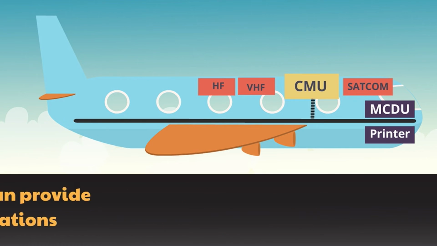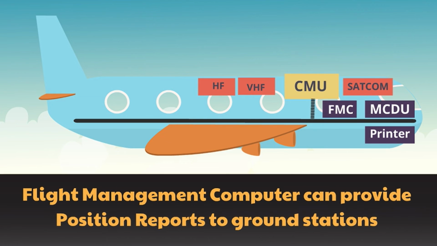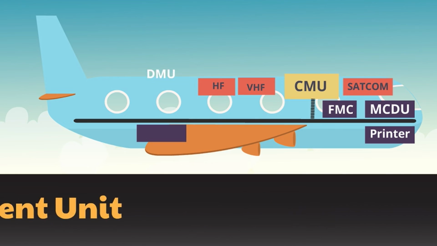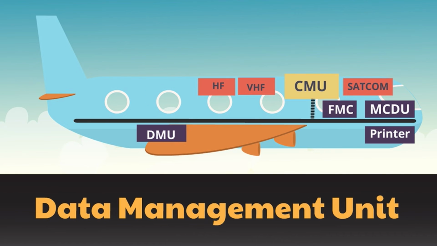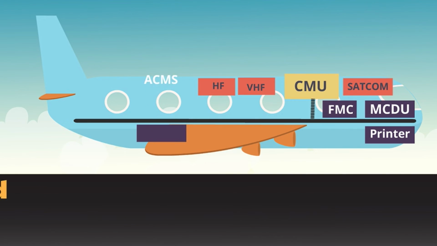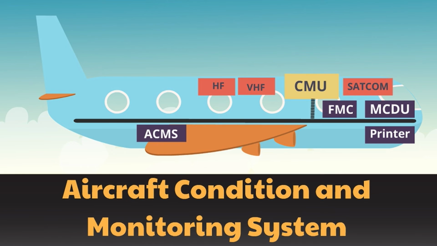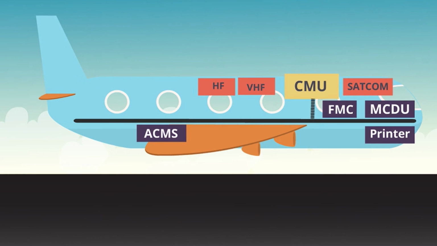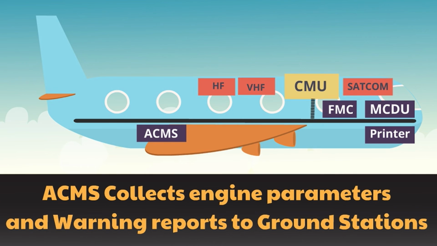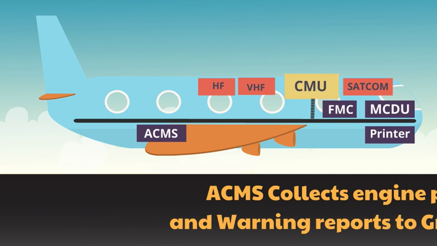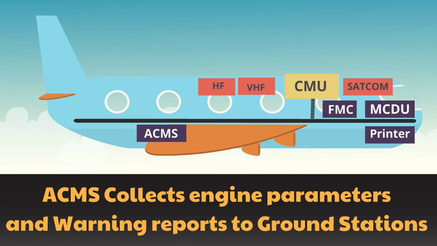Flight Management Computer, FMC, can also provide position report information to the ground for flight following. Data Management Unit, DMU, and Aircraft Condition and Monitoring System, ACMS, in the aircraft collect engine parameters for engine trend monitoring purposes, and can also send warning reports or respond to uplink queries. Usually, this equipment will trigger engine takeoff and engine cruise reports.